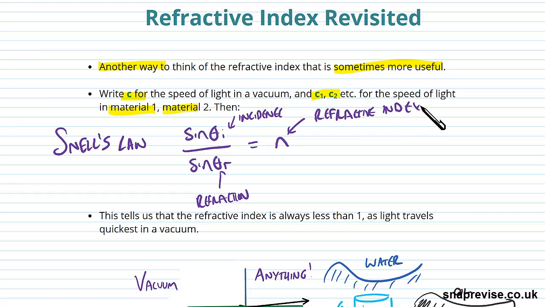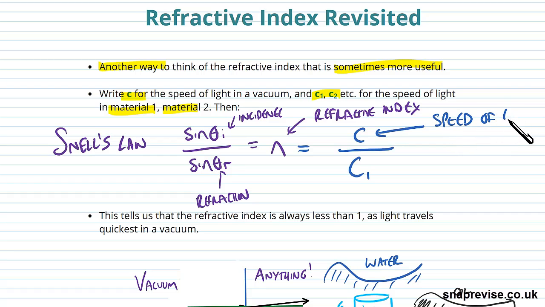But it turns out there's another expression for n. And that's that n is c divided by c1, or cs or cm, depending on what you want to call it, the speed of light in our material. So that's the speed of light in a vacuum, and that's the speed of light in our material.